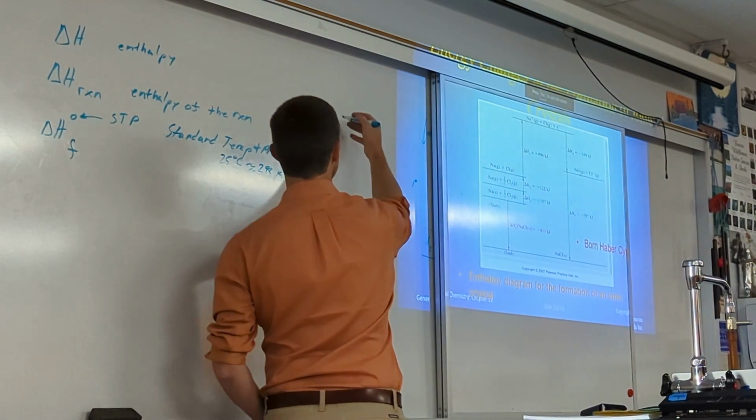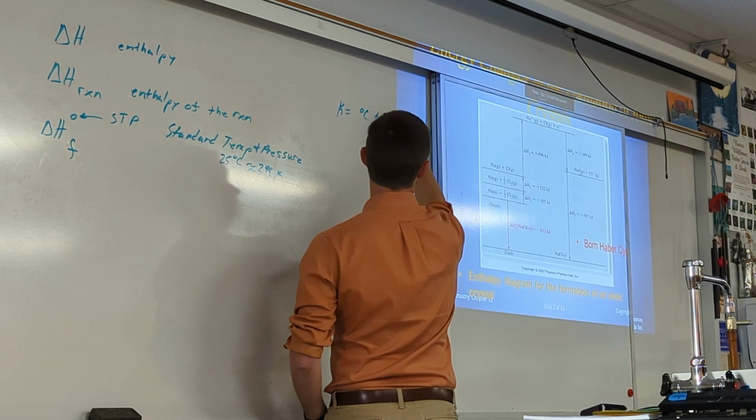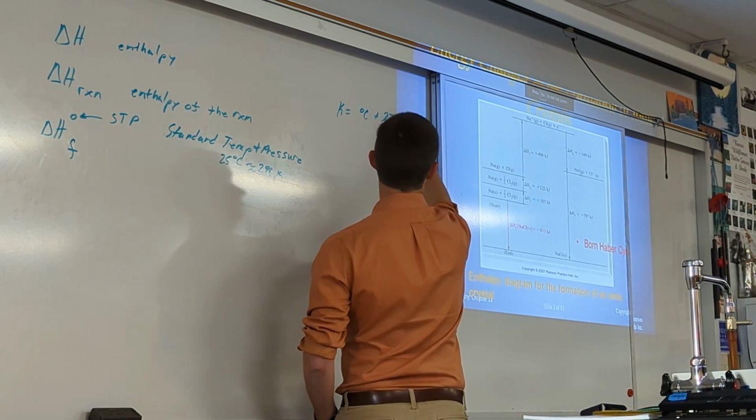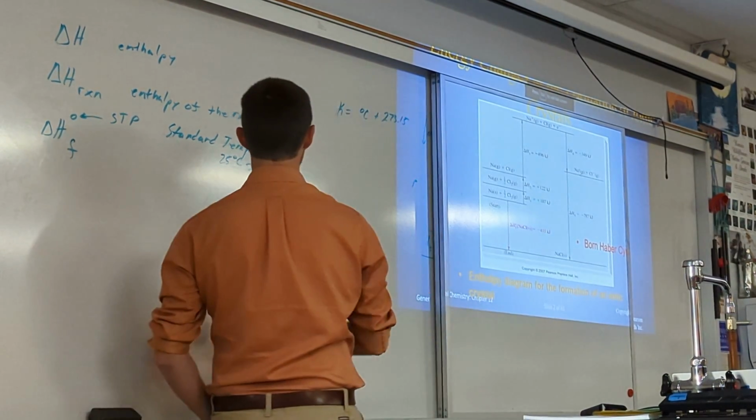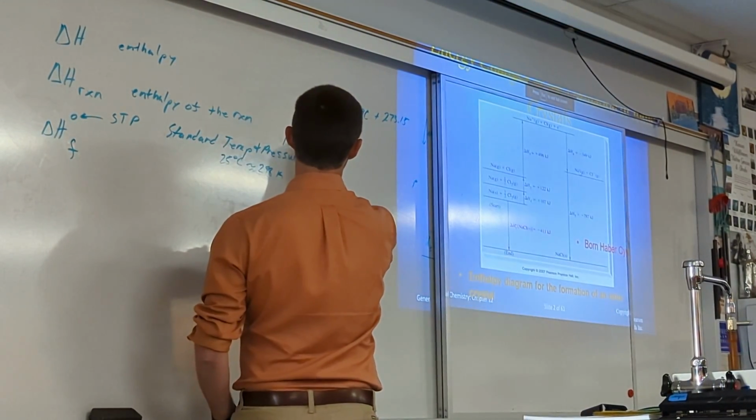What's the conversion between Celsius and Kelvin again? Do you remember? Degrees Celsius plus 273.15, right? So it approximates at 298, a little above. And then the standard pressure is 1 atmosphere.